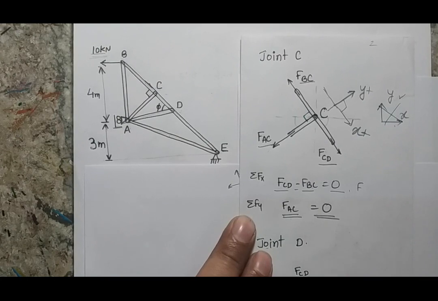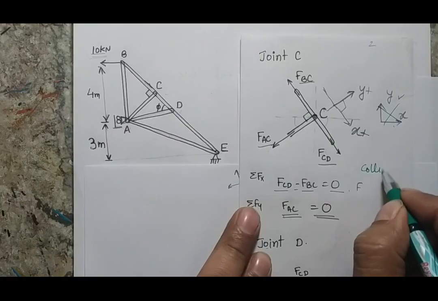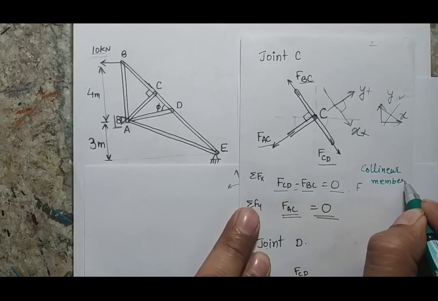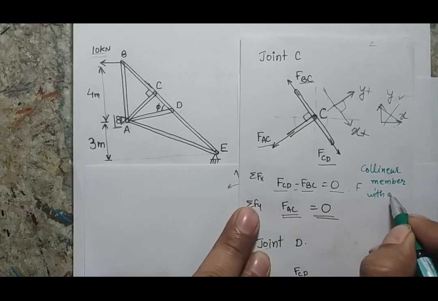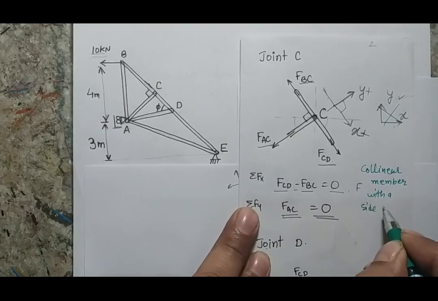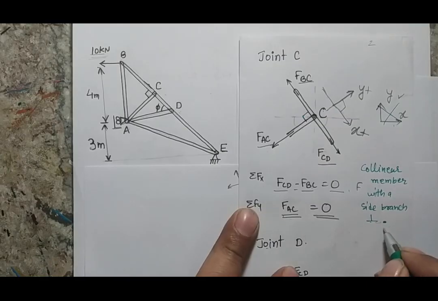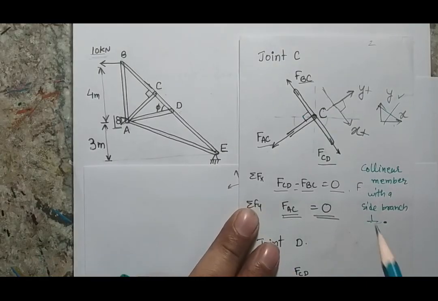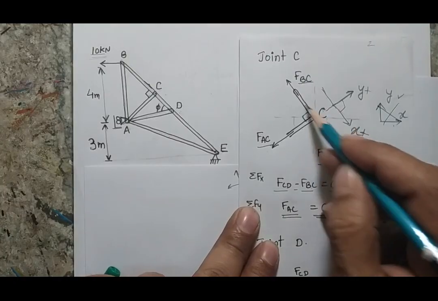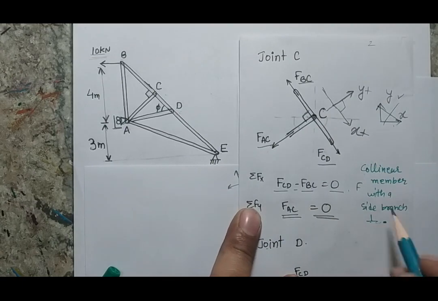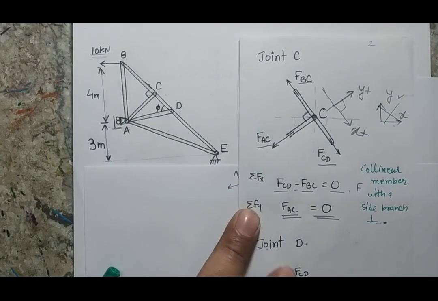So what is the conclusion here? Here we can say that if there are collinear members with a side branch and the branch is perpendicular, the perpendicular branch will be a zero force member. So I can define one rule: when we have collinear members with a side branch and the angle of the side branch is perpendicular, the perpendicular side branch will be my zero force member.